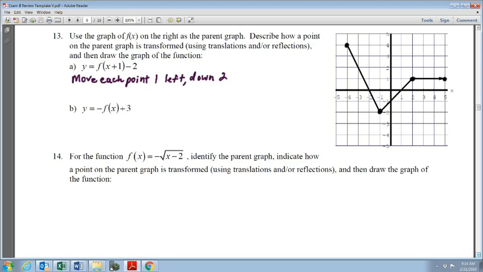So first of all, you need to identify some key points. That's these. So first of all, I'm going to look at this point here. If you look on the other side of the x-axis, you'll find a point the same distance away.